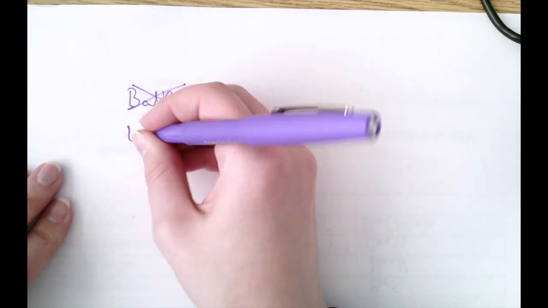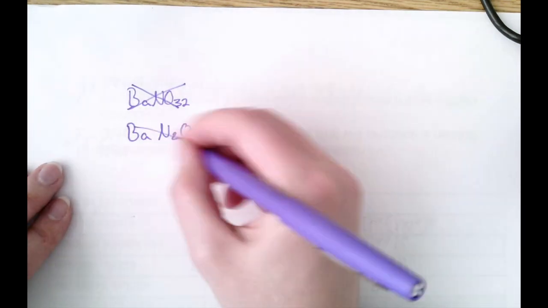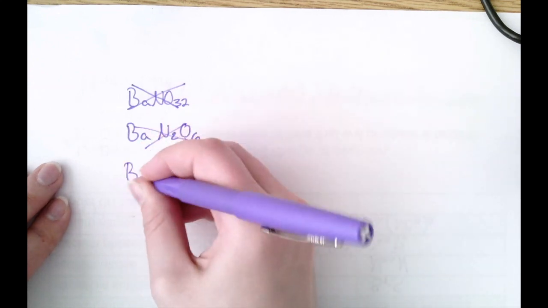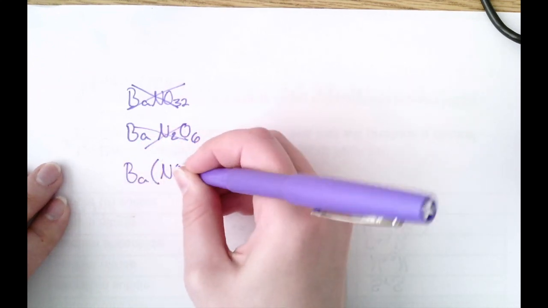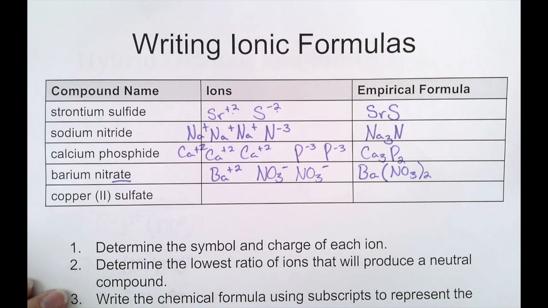And if I wrote it as BaN2O6, well, this doesn't work either because now this is not the nitrate ion. So if we need to show that we have multiple of a polyatomic ion, we need to put the polyatomic ion in parentheses. Now let's look at our last example, copper(II) sulfate.